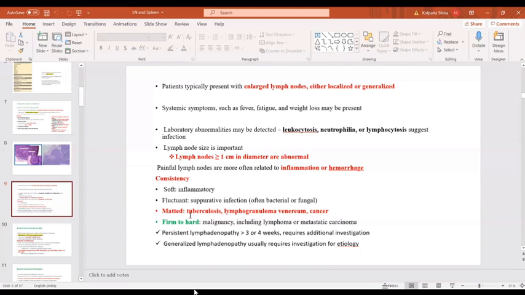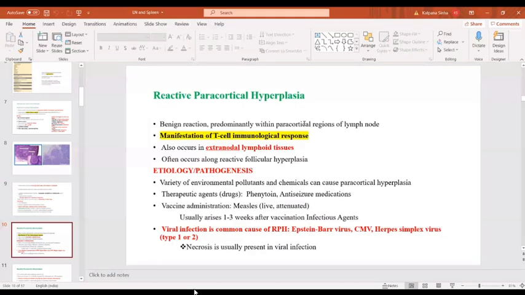So now coming to reactive paracortical hyperplasia, this is also a benign process, but the hyperplasia will be in the paracortex of the lymph node. And the paracortex is rich in T cells, so it is related to T cell immunological response. And mostly it occurs in extralymphoid tissue like spleen, liver. And lymph nodes are less commonly involved in paracortical hyperplasia.